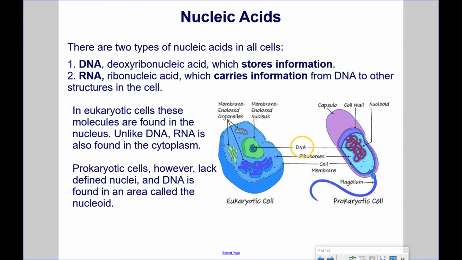In eukaryotic cells, these molecules are found in the nucleus. Unlike DNA, RNA is also found in the cytoplasm. Prokaryotic cells, however, lack a defined nucleus, and DNA is found in an area called the nucleoid.